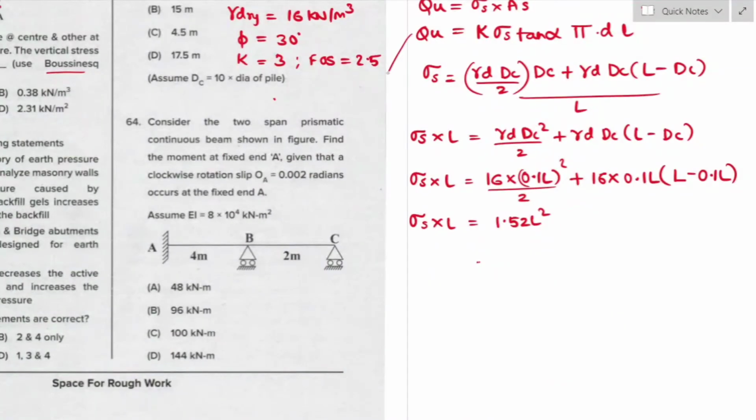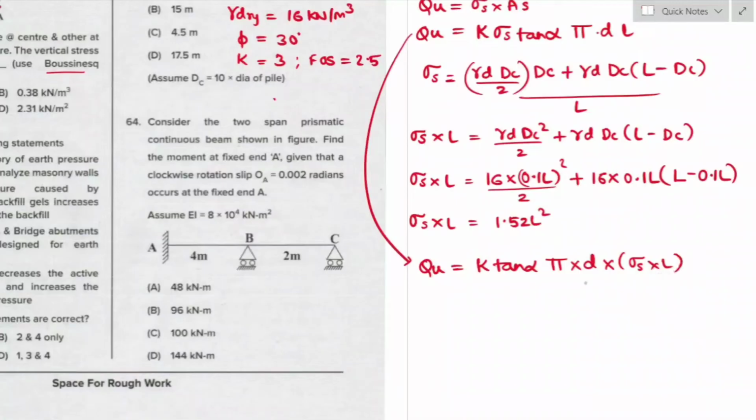So by rearranging this equation, the ultimate capacity of the friction pile is equal to K into tan alpha into pi into D into stress into length. So here we have calculated the value of stress into length of the friction pile. Substituting the given values, the earth pressure coefficient is 3, alpha is the friction angle, which is given as 30 degree into pi, D is the diameter of the friction pile, so it is 0.5 meter.